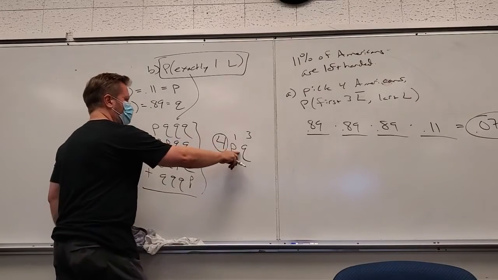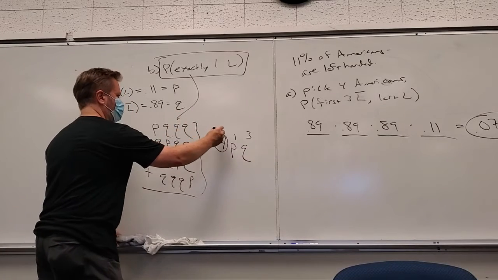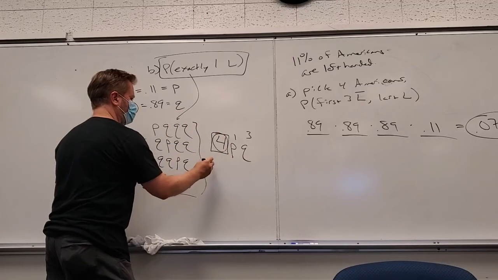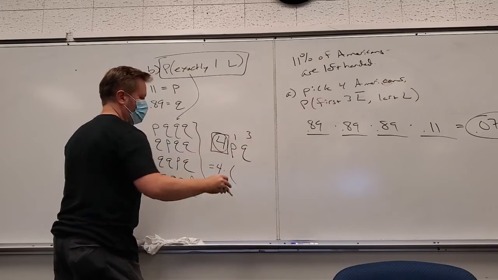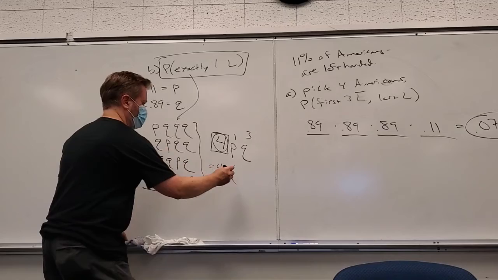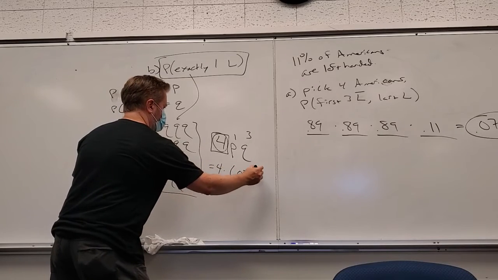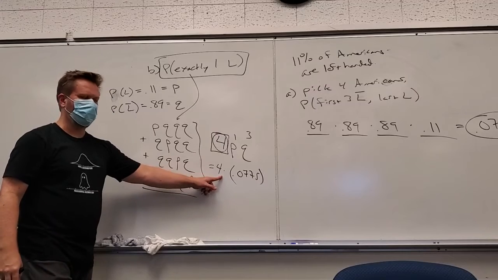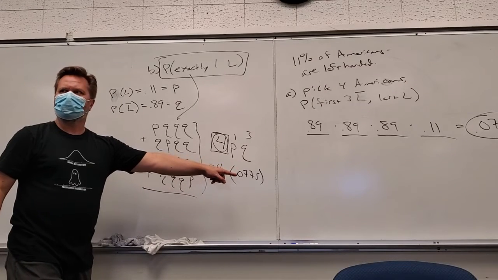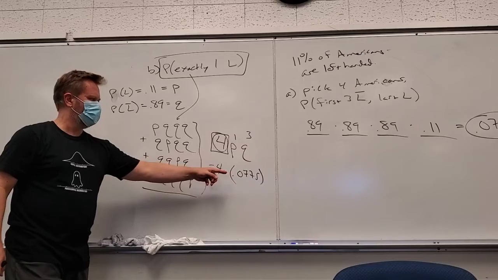So let's do this. Before I tell you how to get this number, let's first figure out what this is. This will just be 4 times 0.0775, right? Is that cool? Yeah. Because one of these was 0.0775, so now I got 4 of them.